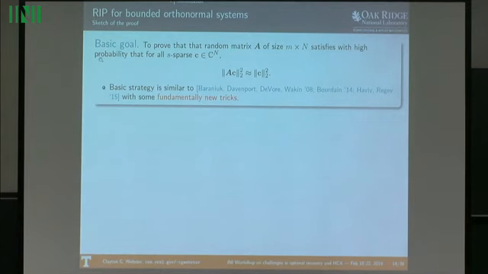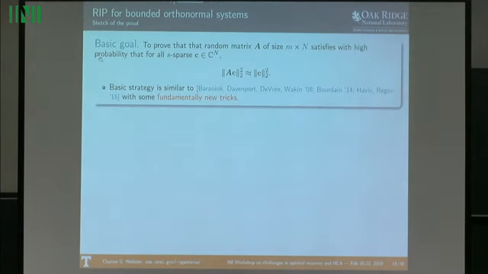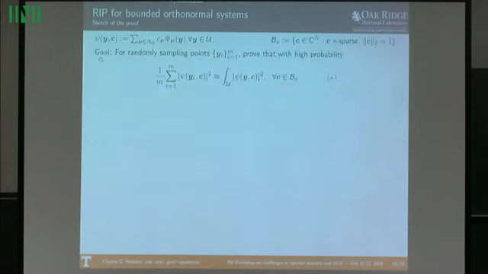So the idea in proving these things related to the sample complexity of compressed sensing is you want to prove that if you have a random matrix of size n by n, then with high probability, when I apply it to a sparse vector C, it's approximated by C in L2. Okay? And the strategy is similar to previous papers that have been around for a while, and that is that for randomly sampled points, I want to prove with high probability that this sum approximates this integral.